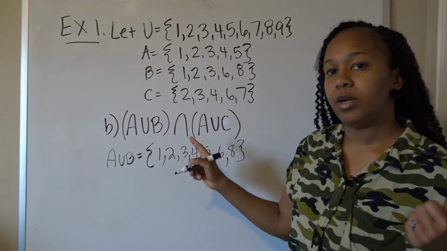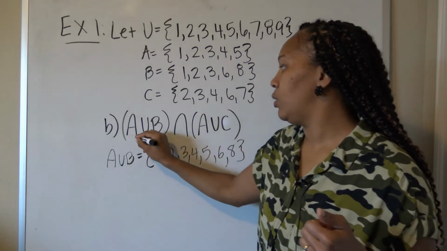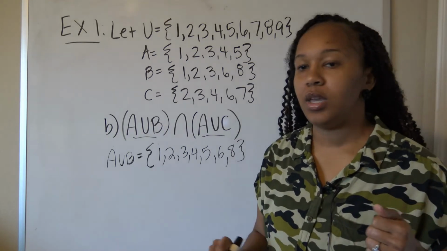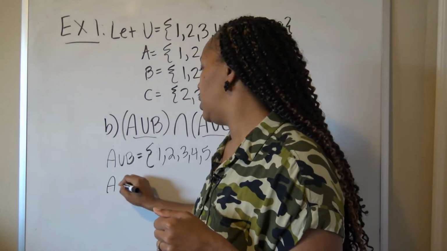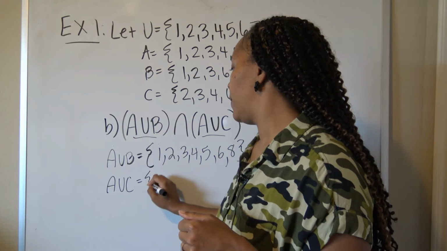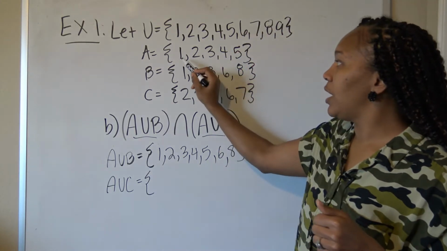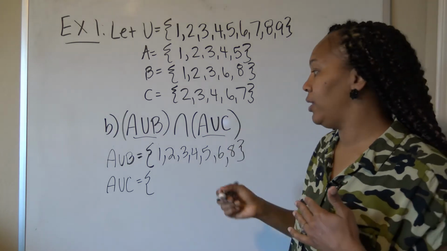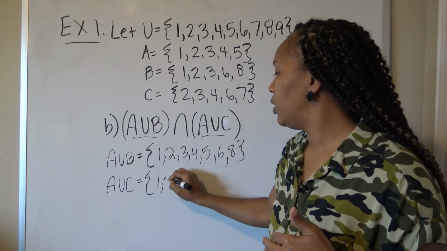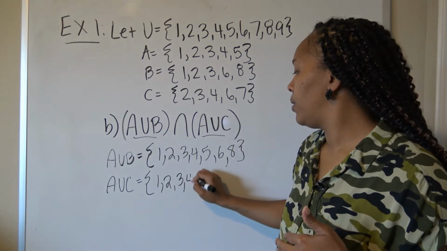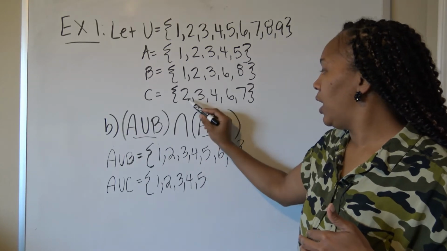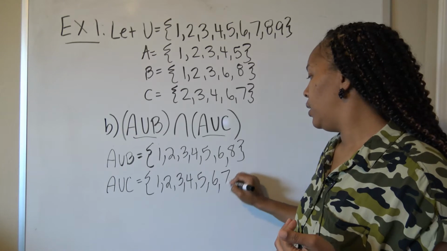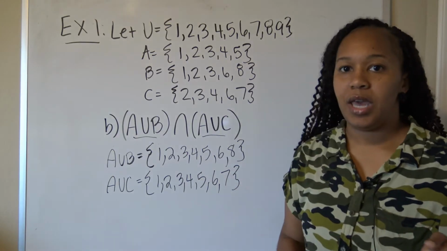Now we want to do the same thing with A union C. We just figured out what the first set is, and now we want to figure out what this set, A union C, is. You want to take everything in set A and everything in set C and combine them together. A has 1 through 5. C has 2, 3, and 4, but it also has 6 and 7. So that's the set A union C.